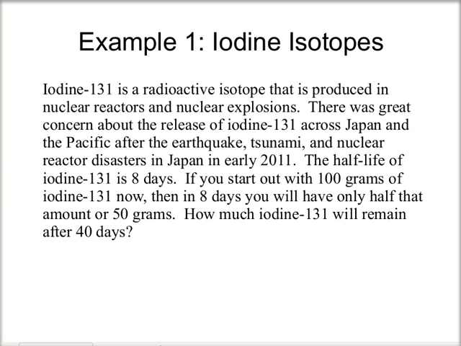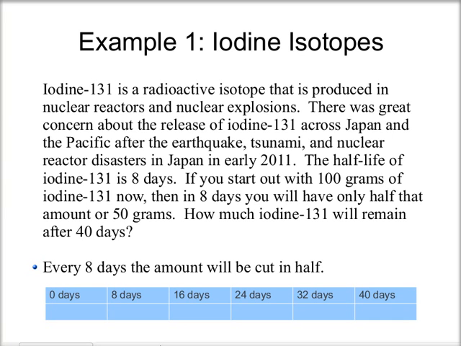To do that, I'm going to just draw a little chart. I know that every 8 days the amount is going to be cut in half. So I've got my chart here. I'm starting out at 0 days. I know I've got 100 grams. And then I'm going up in 8-day increments. So after 8 days, I'll have half as much, which will be 50 grams.